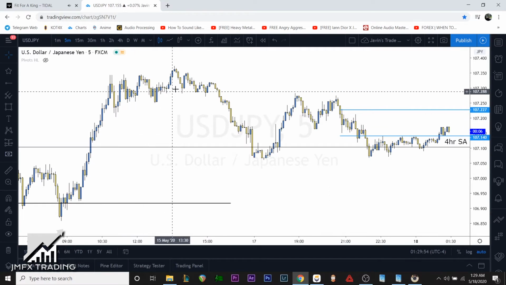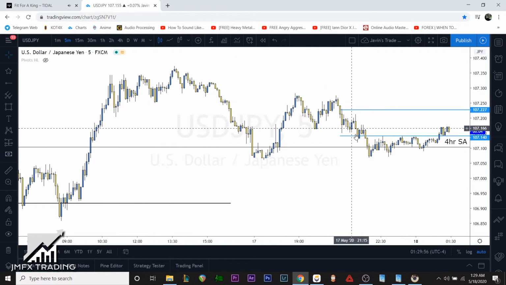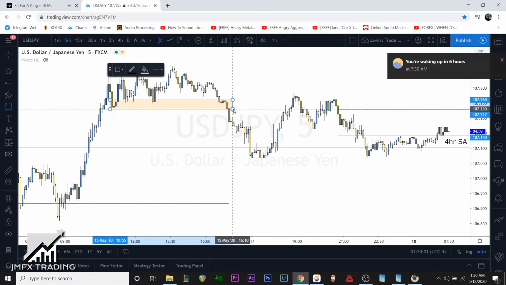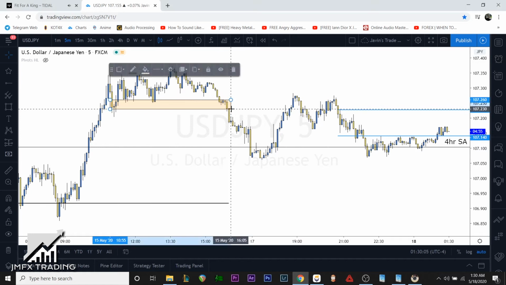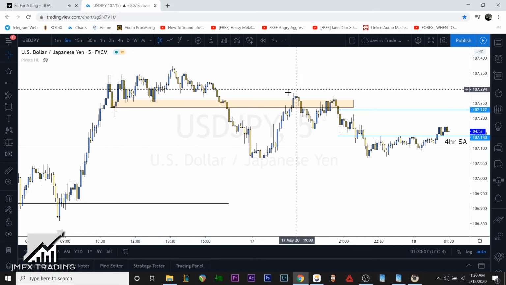So if we look in the past, we can see that we were in fact in a downtrend based off the 5-minute chart because market structure changed right here. So all I did was wait for price action to come back into this area, which it did.